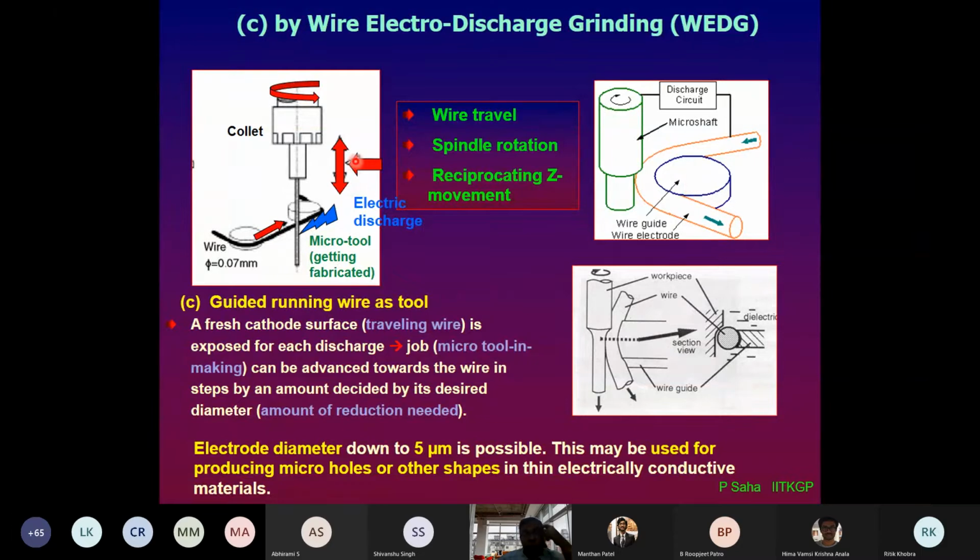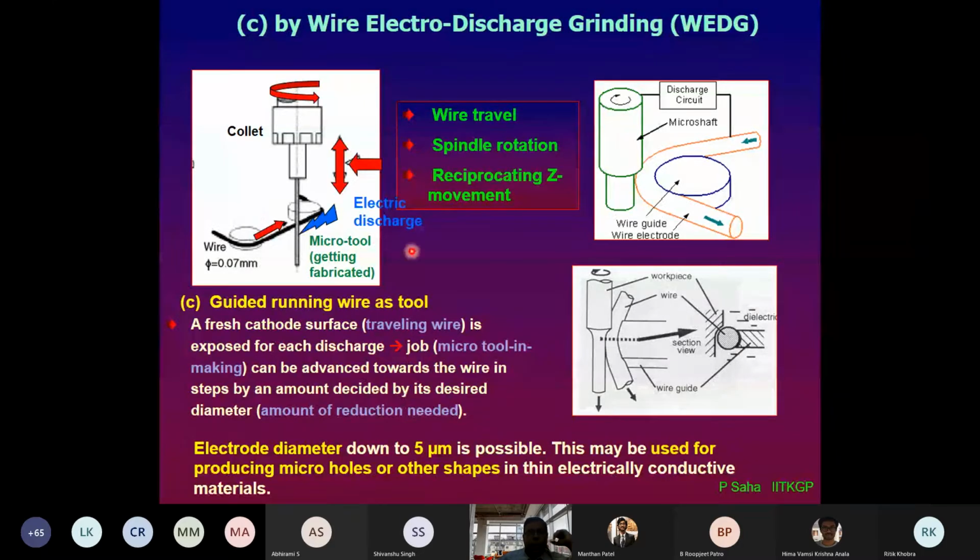Okay, so for this arrangement, what are the different movements? One is the wire travel. From the supply spool to the take-up spool it is going. The second is the reciprocating Z movement, just to control the stroke length of this shaft, and we can decide up to what portion we can create this step at the bottom. And the third is the rotation of the spindle.